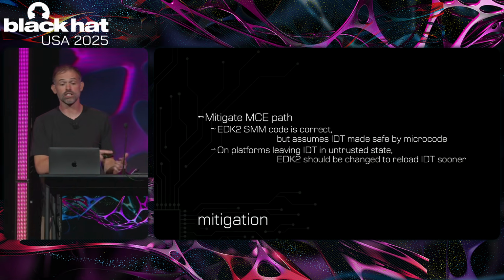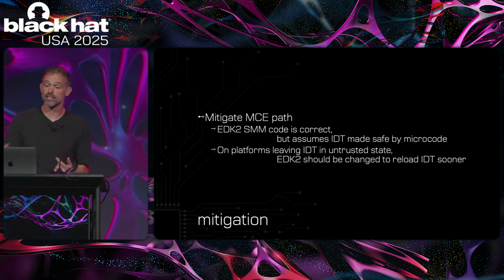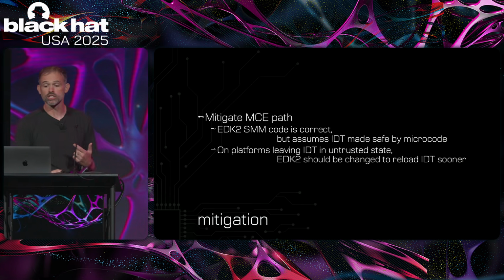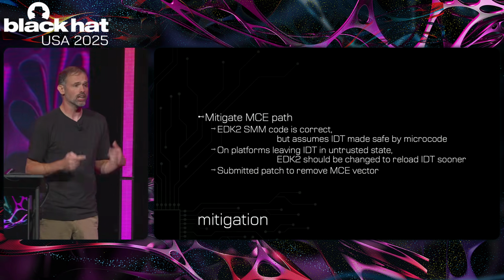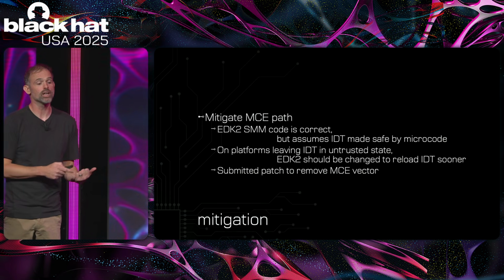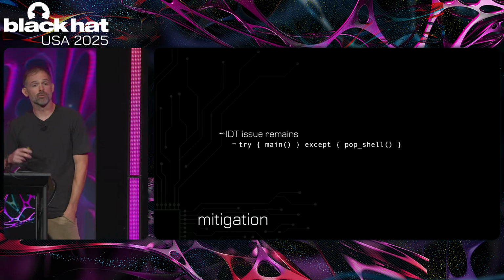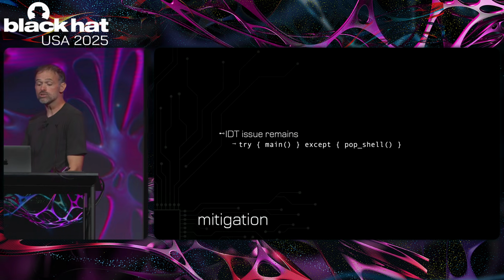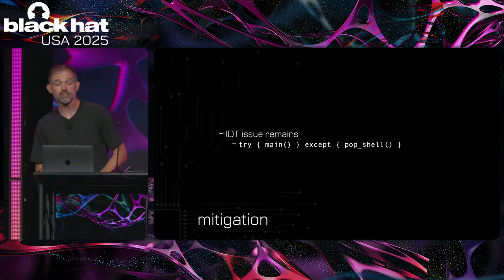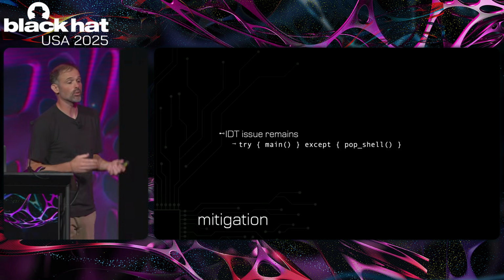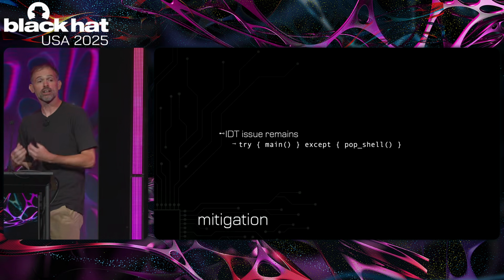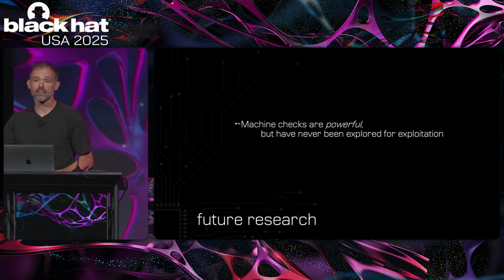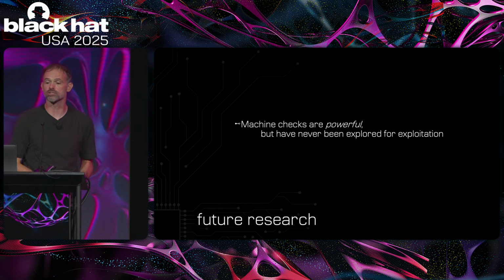So on platforms that are leaving the IDT in an untrusted state on entry to SMM, then EDK2 can be changed to basically reload the IDT a little bit sooner in execution. So I submitted a patch to EDK2 to remove the MCE vector from that. But the IDT issue still remains. The IDT is still basically set up for the situation where any problem at all that occurs before a new IDT is loaded gives control directly to an attacker. And I think that there's a lot of interesting things that we can still do there.